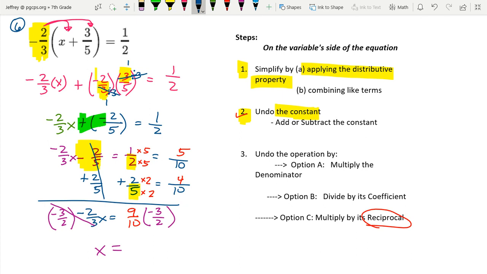9 times negative 3 is negative 27. 10 times 2 is 20. So our answer is negative 27 over 20. If it's asking you for a mixed number, 20 can go into 27 one time, and our remainder is 7. So our answer is negative 27 over 20, or negative 1 and 7 over 20. So that is our number 6. Just review the video if you want to go over the steps again.